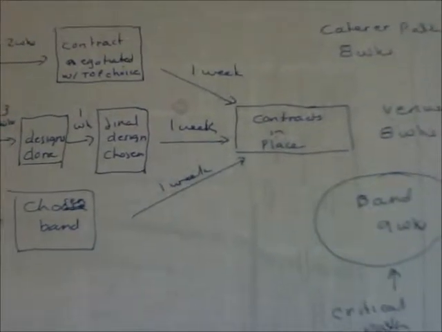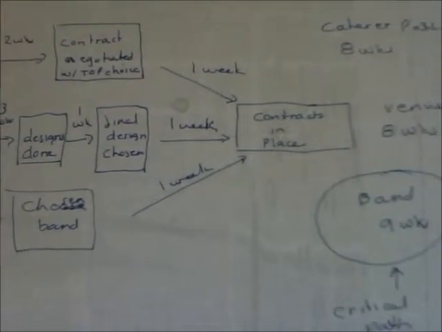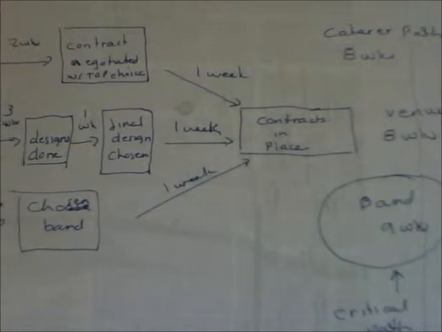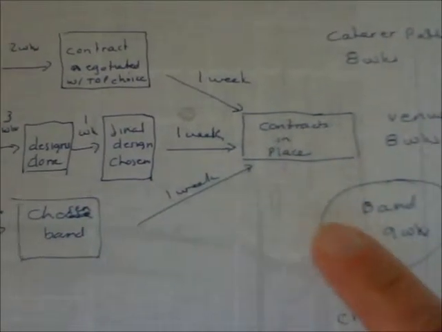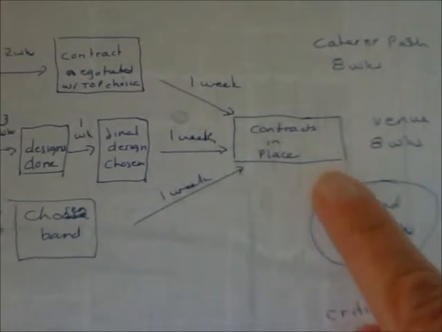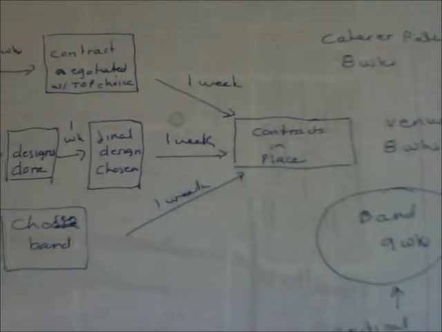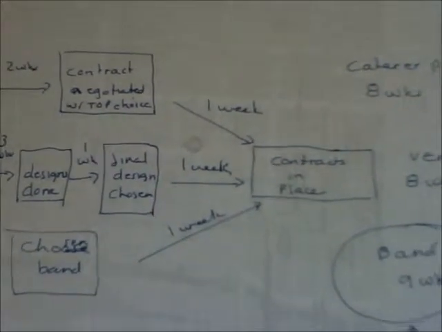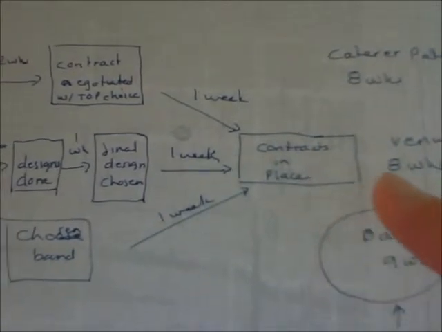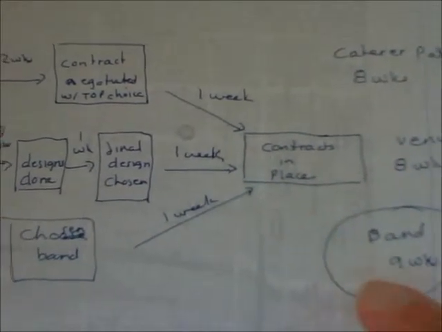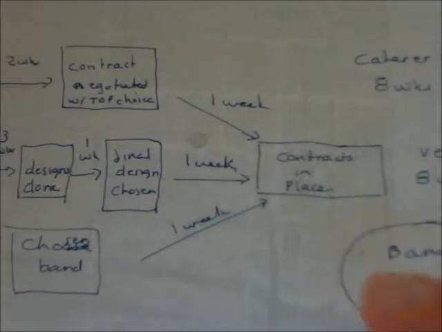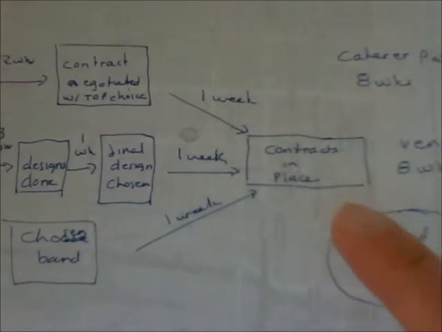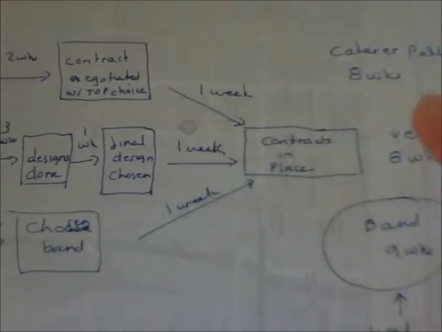And that makes it the critical path, because that's the path where you cannot afford to have any sort of delay without delaying getting to the end point of your PERT chart, which is having contracts in place. On the other 2 paths, you can have a delay of up to a week, and it won't affect when you have all your contracts in place. But if you have any delays on the entertainment or band path, it will delay your ability to deliver on this final end point, which is having contracts in place.